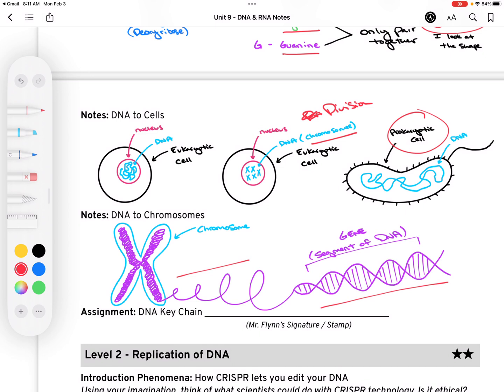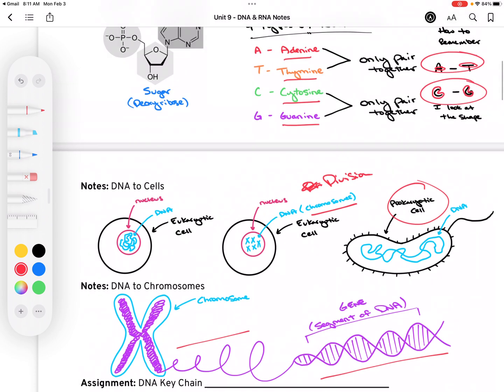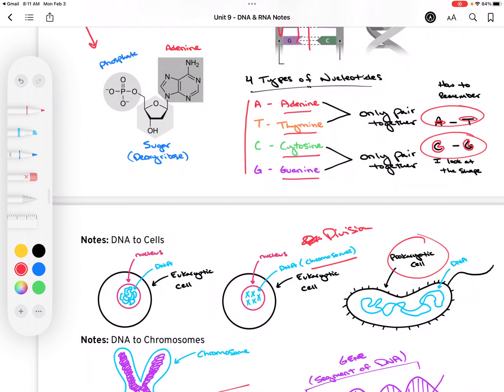All right, and we're going to build a model of this in class with beads, and you're going to be able to see that sugar, the phosphate, and that different colors. We're going to use different colors to represent the different bases of these and how they pair up to form genes.